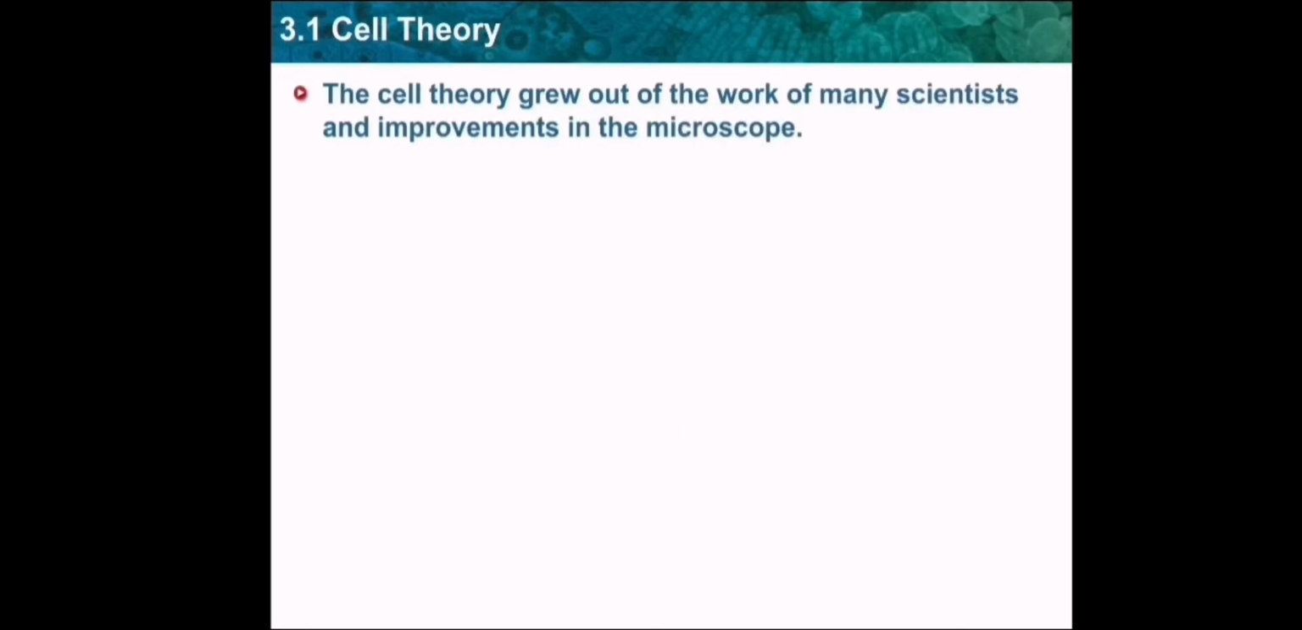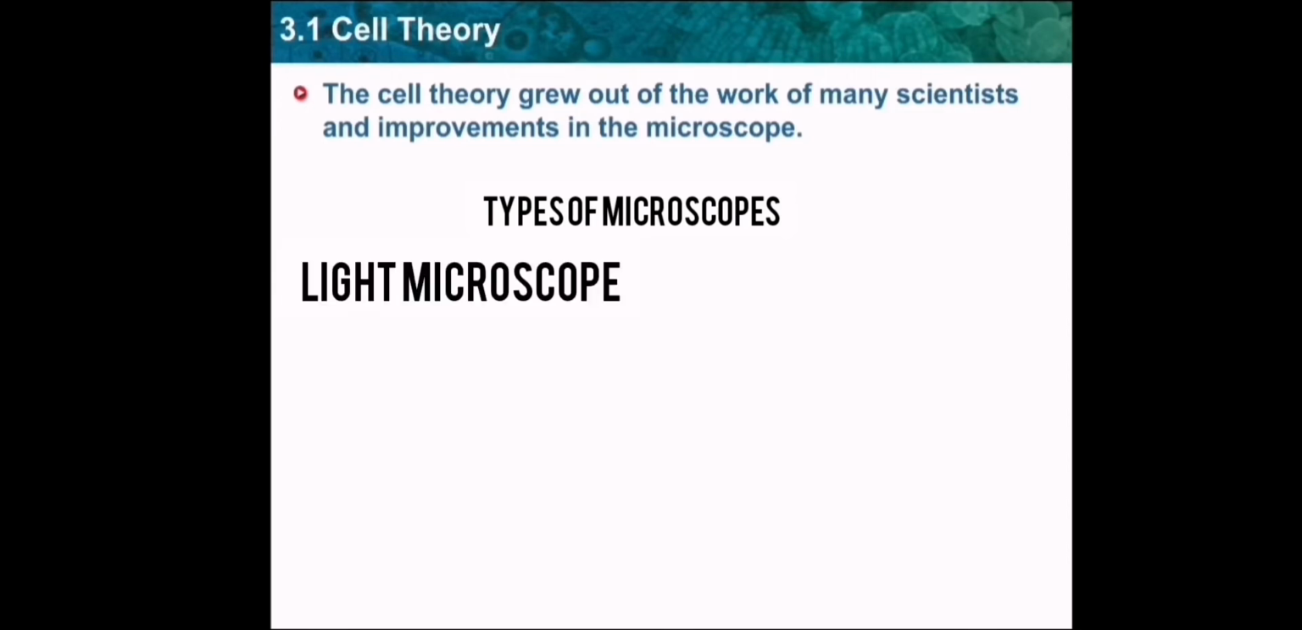Cell theory grew out of the work of many scientists and improvements in the microscope. We have studied the microscope in a previous lesson. We have learned that there are two types of microscopes, the light microscope and the electron microscope.